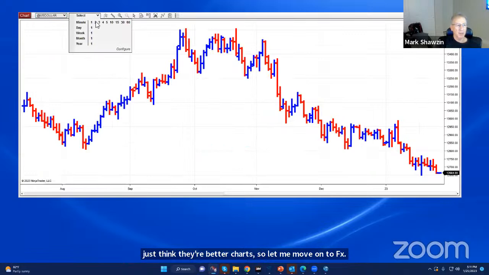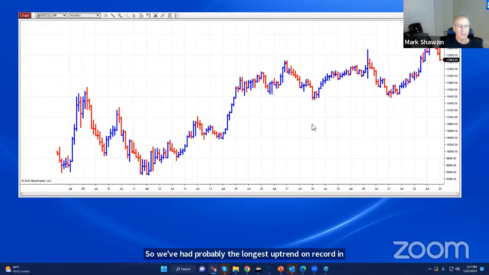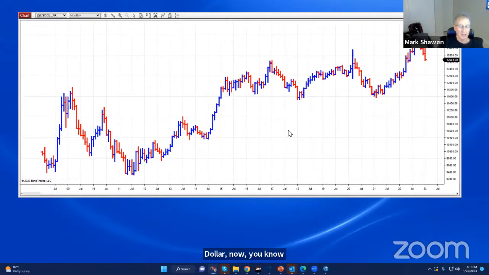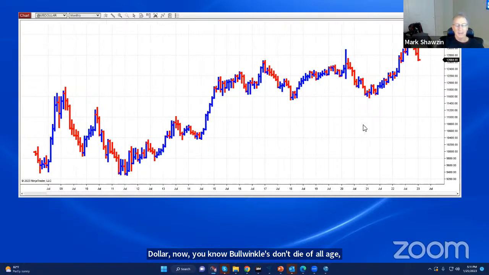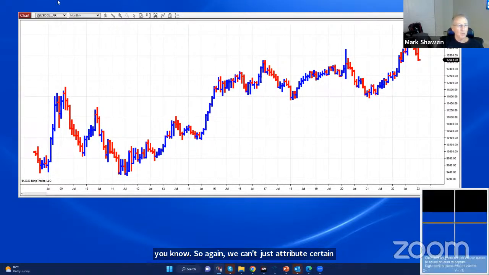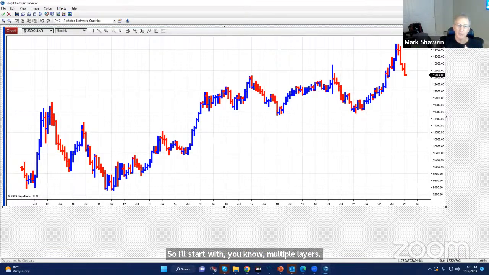So we've had probably the longest uptrend on record in the US dollar. Now, bull markets don't die of old age. So again, we can't just attribute certain metrics. So I'll start with multiple layers. What I like to do is look at the longest term, see what's kind of going on, and then peel it back, dial it back to the weekly and then the daily. I'm always looking for the magnitude of big moves where you can take out a nice chunk.